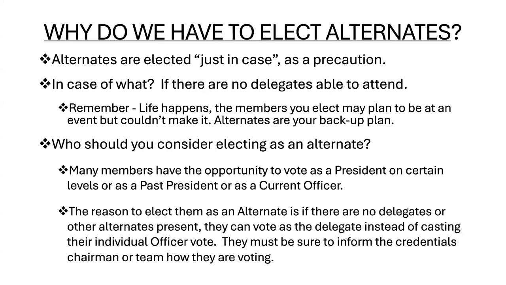Who should you consider electing as an alternate? Many members have the opportunity to vote as a president on certain levels, or as a past president, or as a current officer. The reason to elect them as an alternate is if there are no delegates or other alternates present, they can vote as the delegate instead of casting their individual officer vote. They must be sure to inform the credentials chairman or team how they are voting.